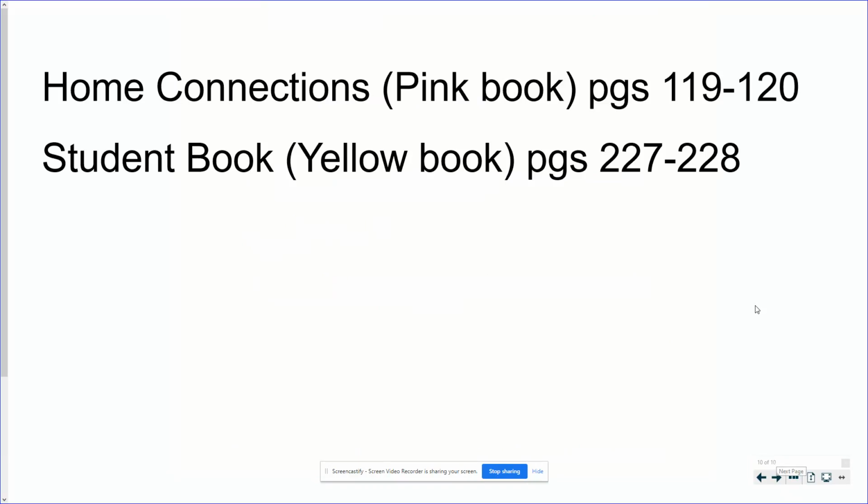Your homework for this lesson will be to complete the 2 pages that we talked about. I took you through some of the first problems. Obviously, I didn't want to walk you through every problem. So in your yellow book, you have page 227 and 228. And then also in your pink book, you have some similar problems on page 119 and 120.